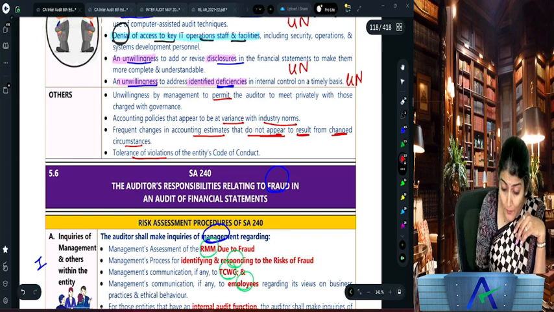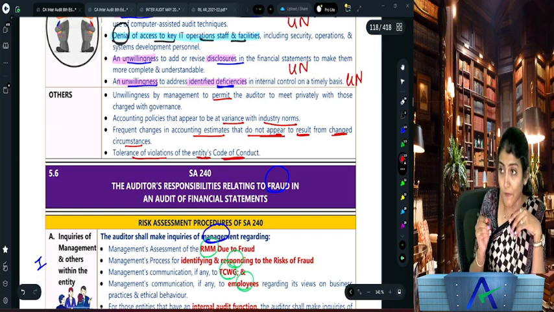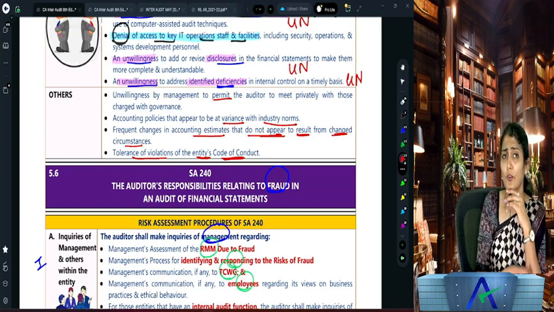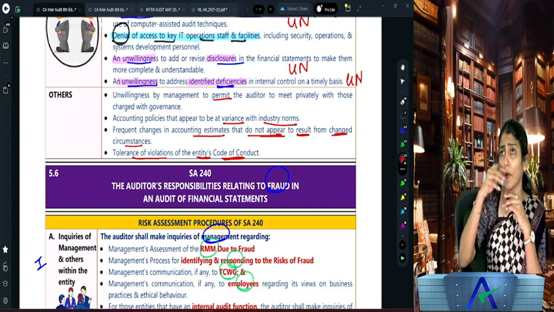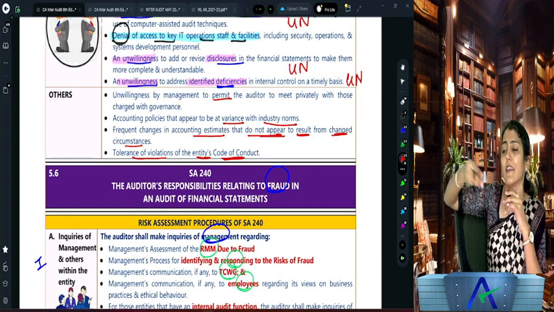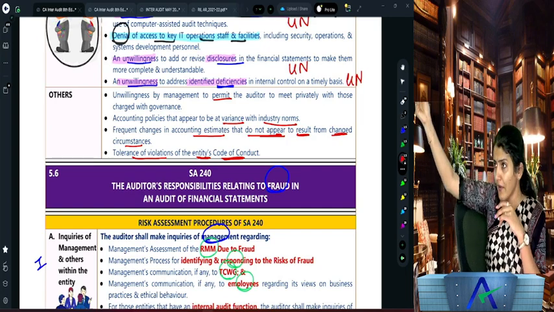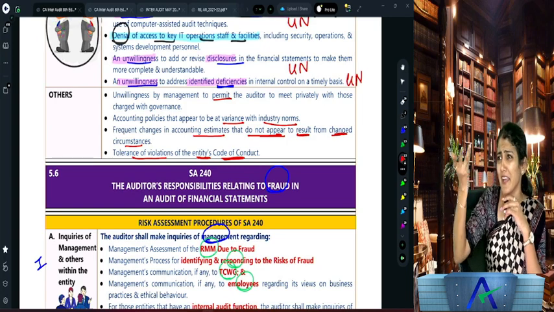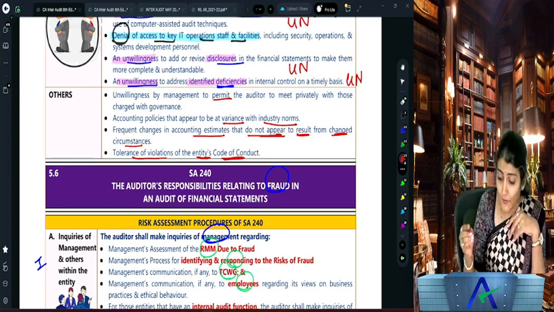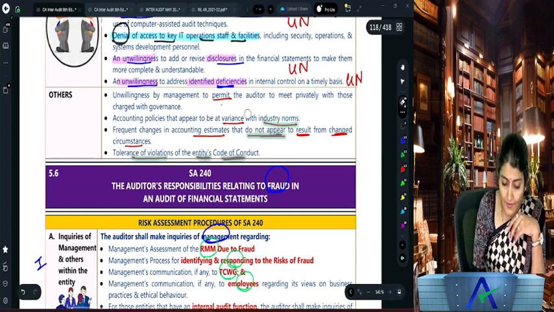Otherwise, what does it say? Tolerance of the violation of the entity's code of conduct. One employee violated the code of conduct of the company. He was not supposed to disclose the information, but he disclosed it, or he did insider trading of one share. One share, immaterial? No, material. Tolerance of the violation of the entity's code of conduct.